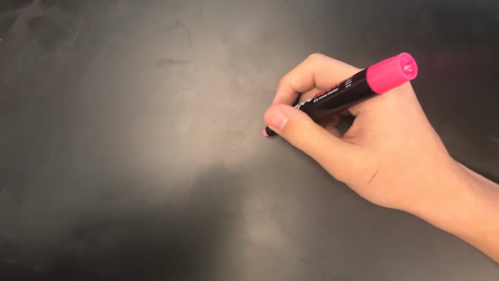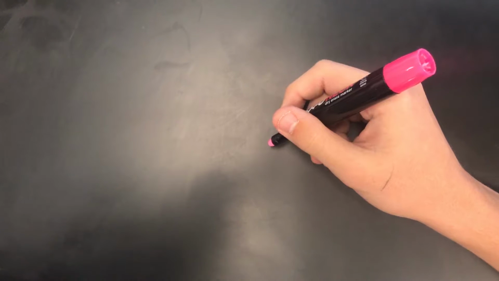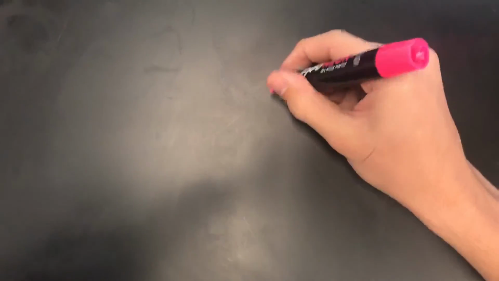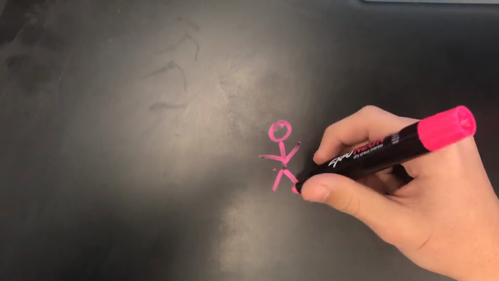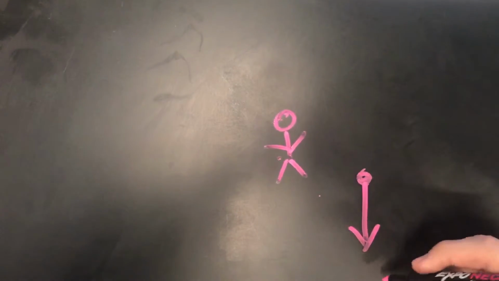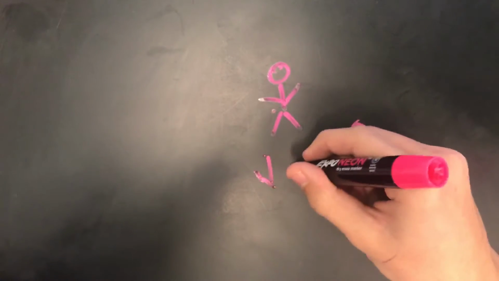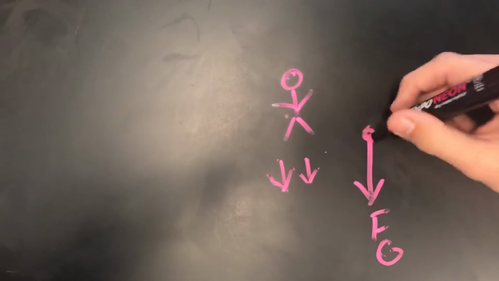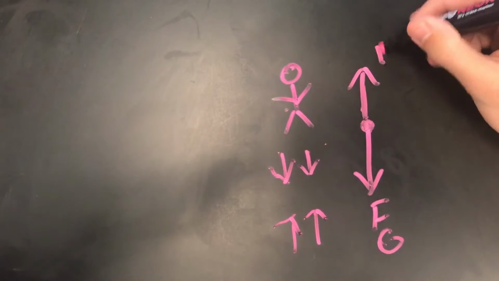So Newton's first law states that an object at rest tends to stay at rest, and an object in motion tends to stay in motion with the same speed and in the same direction unless acted upon by an unbalanced force. So here's our example. If a person is falling at a constant terminal velocity, so he's going down this way, let me draw an FBD. So this is our gravitational force, and he's falling this way. Then once he reaches maximum speed, the drag force, which is the air resistance going this way, will balance out and make it equal.